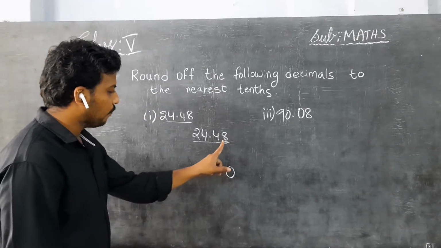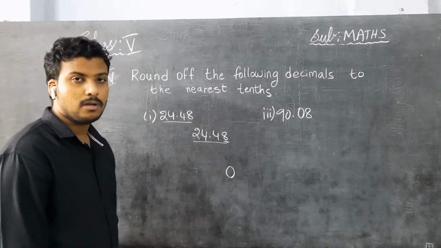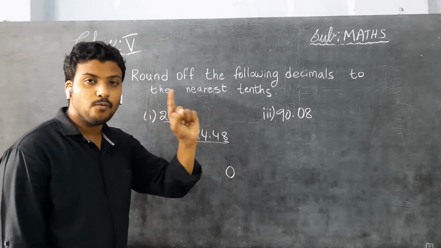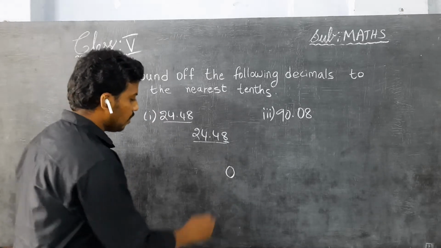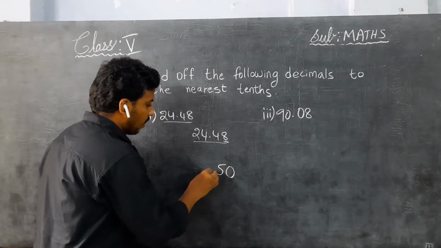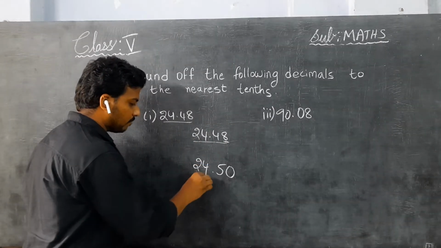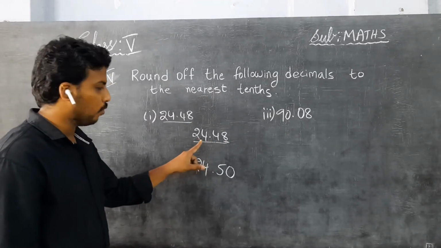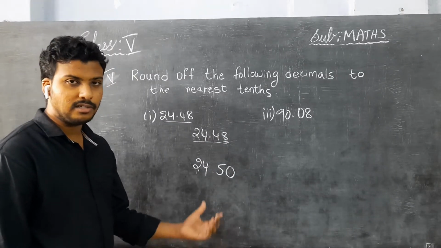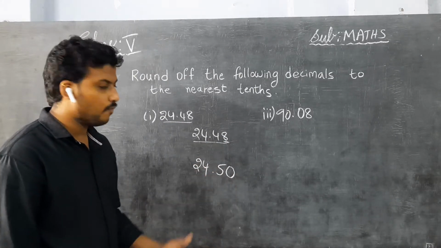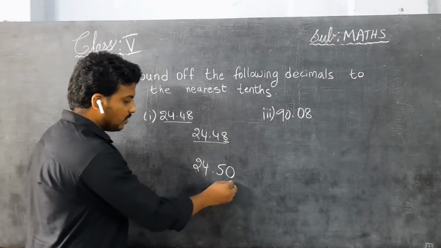Okay. Then after the ones place, in the tens place, the value is what? 4. To this 4, we are adding 1. Then 4 plus 1, how much, children? 5. And before the decimal point, the value 24 remains the same. You are not changing 24. You are only changing the value after the decimal point. Understand, children? Because these are all tens now.